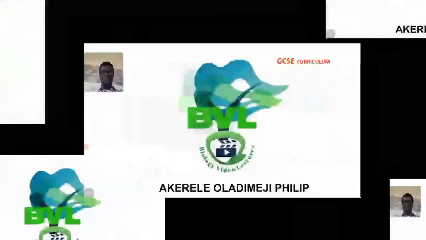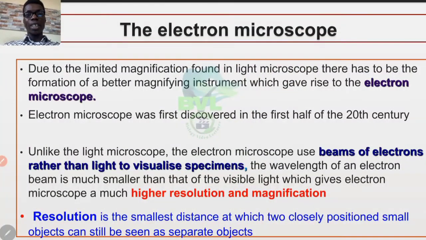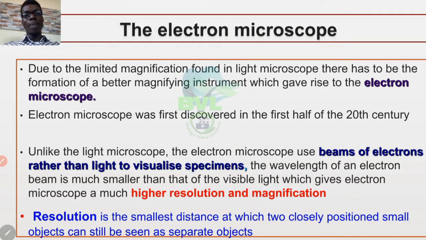All right, we are still on microscopy. I want to show you the electron microscope. It says, due to the limited magnification found in the light microscope, there had to be the formation of a better magnifying instrument, which gave rise to what? The electron microscope. So the limitations that were present in the light microscope have been improved on in the electron microscope. Unlike the light microscope, the electron microscope uses beams of electrons, that's a collection of electrons, rather than light to visualize specimens. The wavelength of an electron beam is much smaller than that of visible light, which gives the electron microscope a much higher resolution.